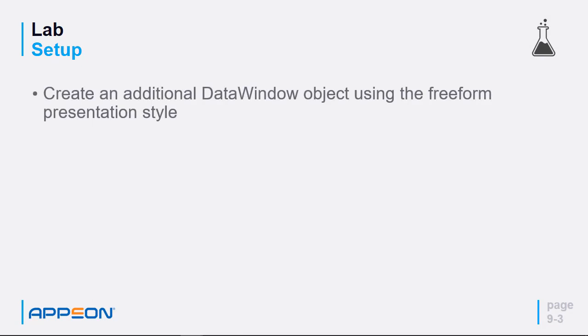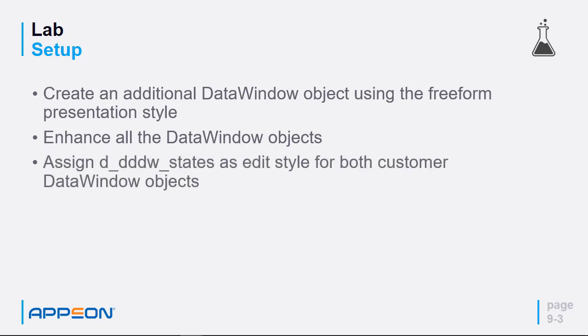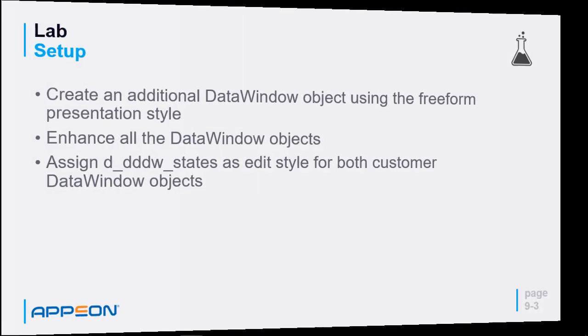We're going to create an additional data window here using the freeform presentation style for data entry on the customer table. We're going to enhance all the data window objects that we built thus far, and we're going to assign a drop-down data window called DDW States as an edit style for both customer data window objects.